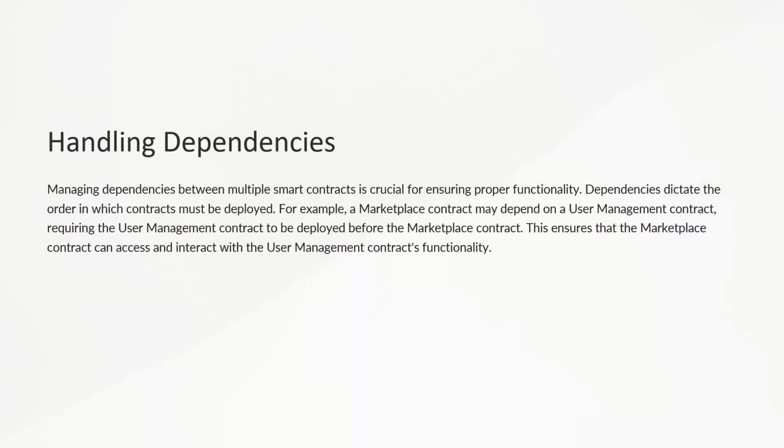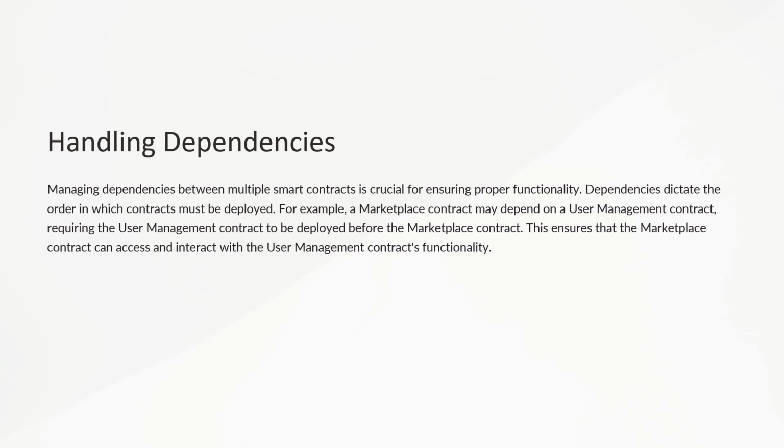Managing dependencies between multiple smart contracts is crucial for ensuring proper functionality. Dependencies dictate the order in which contracts must be deployed. For example, a marketplace contract may depend on a user management contract, requiring the user management contract to be deployed before the marketplace contract. This ensures that the marketplace contract can access and interact with the user management contract's functionality.